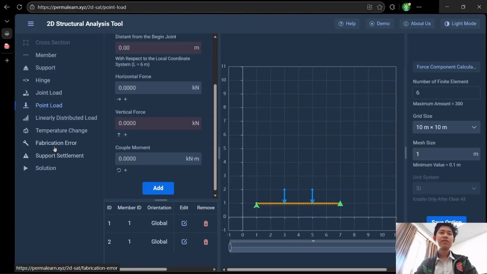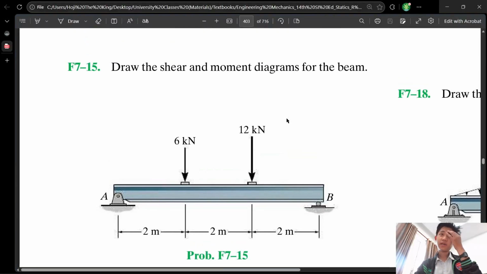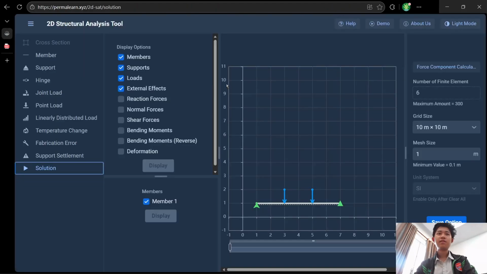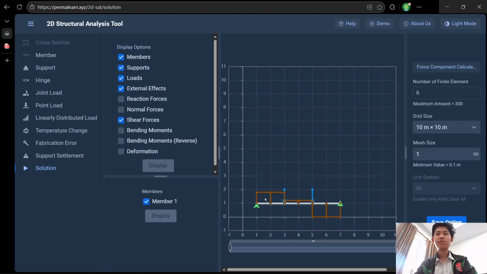So now we can find the solution in the solution section. They want us to find the shear and moment diagram. So we can just go to shear force to see it, click display, and we can see the shear force, just like so. And now we can switch to bending moment, and here's our bending moment.